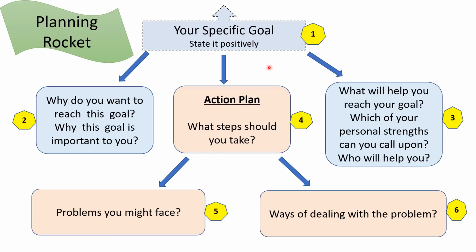So what is the first thing? Write a specific goal. It should be SMART, with a positive statement. Then in the second box, write why you want it and what you want. Then what are the resources you need? Then the action plan: what are the problems you might face, and how to solve these problems? So this is your planning rocket.